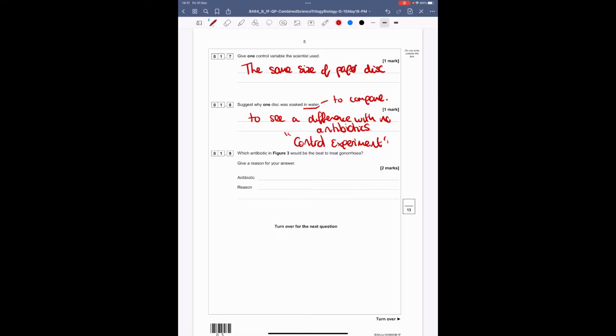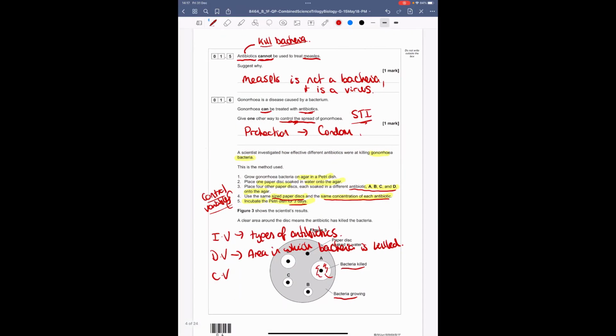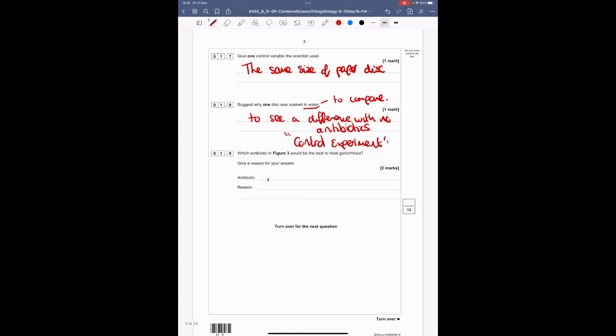Question 1.9. Which antibiotic in figure 3 would be the best to use to treat gonorrhea? Give a reason for your answer. Well, if we have a look at them, we can see just by visually inspecting that A has the biggest area around it where the bacteria has been killed. So we could say it is A, the reason why is it has the biggest area where bacteria have been killed. So therefore, it's the best at treating gonorrhea.